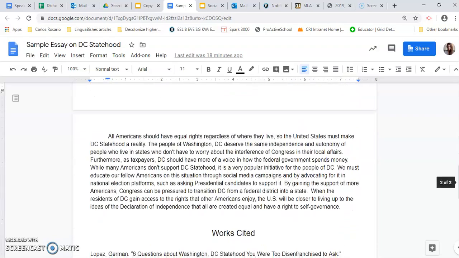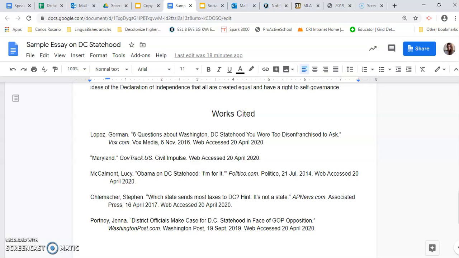Okay, for works cited, you have more detailed information. So these are all of the sources I used. I have 5 sources in this essay, and they're organized by the name of the writer alphabetically. So Herman Lopez, I put his last name first. Lucy McCalmont, Stephen, don't know how to say this last name, and Jenna Portnoy. So they're in alphabetical order, L, M, M, O, P.